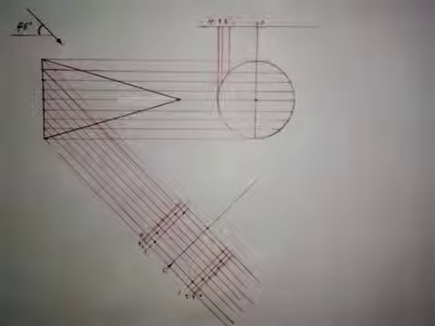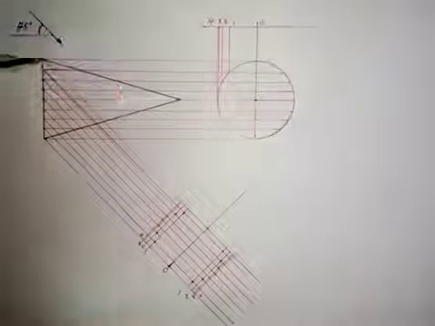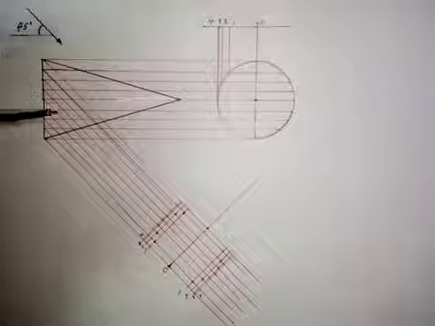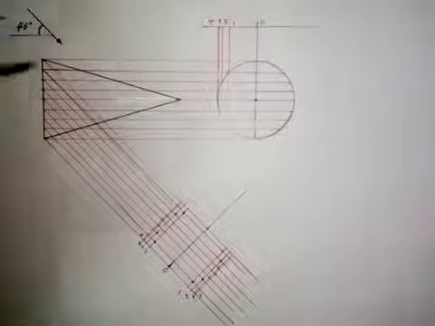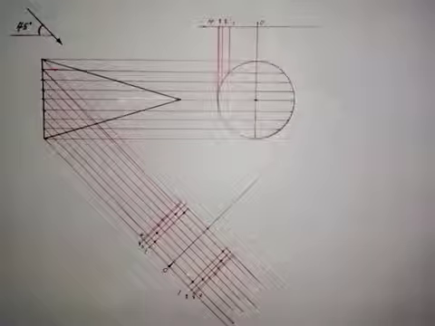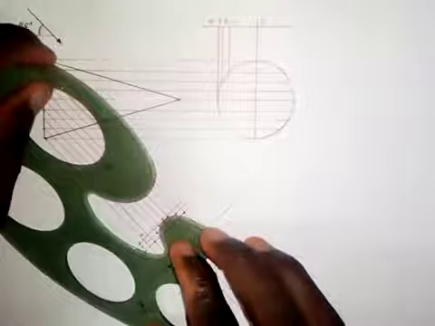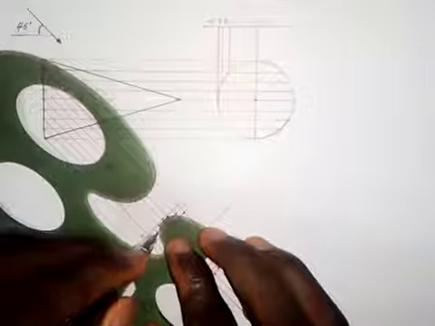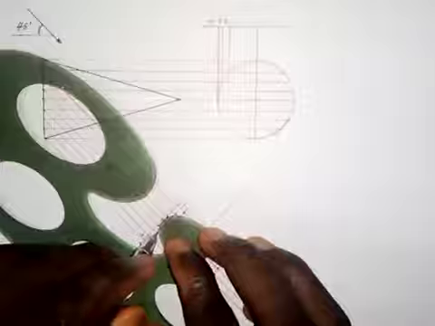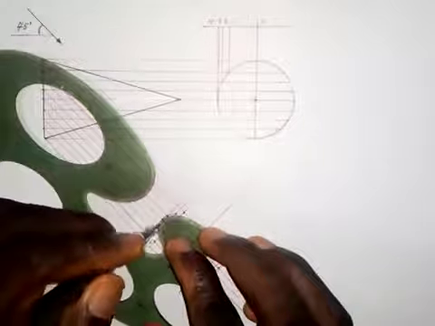So we are going to join them together. When I'm looking at this object in this direction, I'm going to see the whole of the circle here. This circle will be visible when I'm looking at it in this direction. So what I need to do now is to take my French curve and join these points together. As you know, it's going to give us an ellipse. So I will join this together like this.